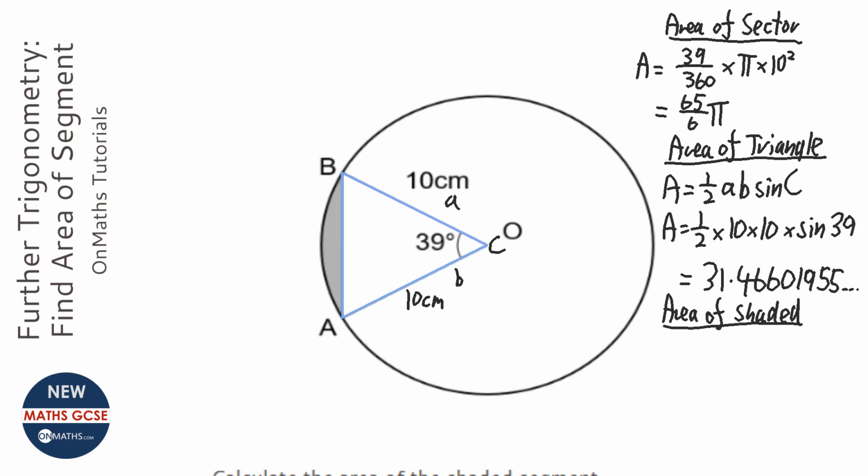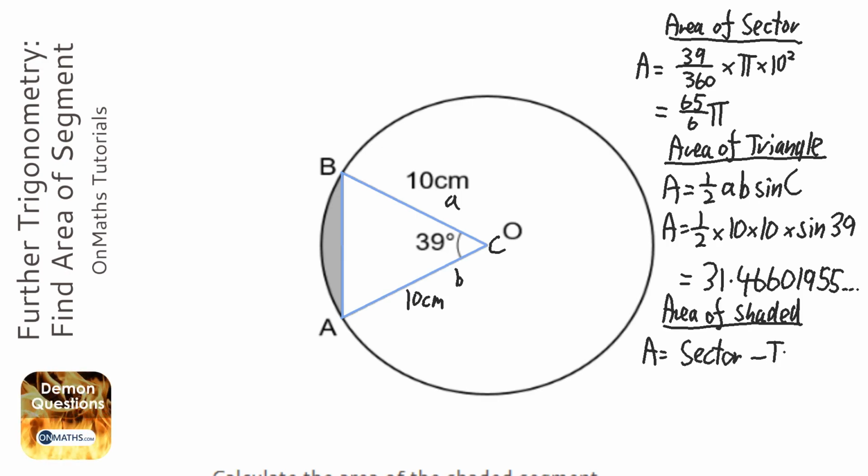Okay, so the area of the shaded bit is going to be the sector area take away the triangle area. So 65 over 6 pi take away 31.46. Now I've still got the 31.46, so what I'm going to do is type in 65 over 6 pi, and then I'm going to take away answer because it's still stored in the calculator.